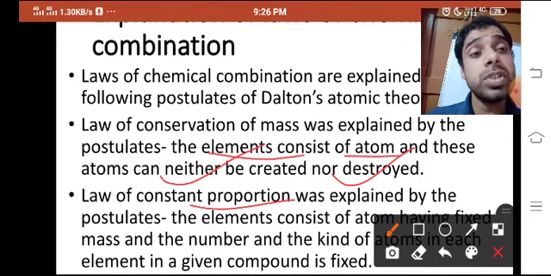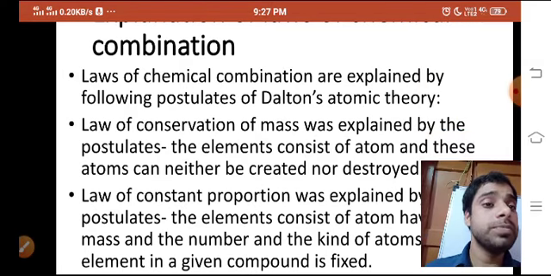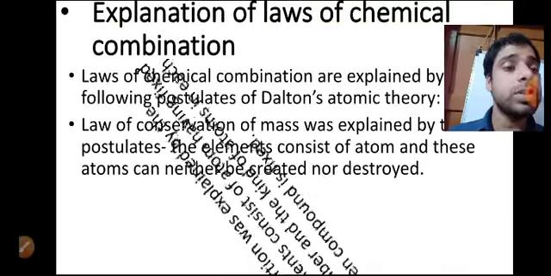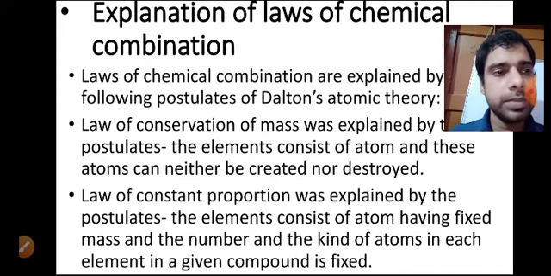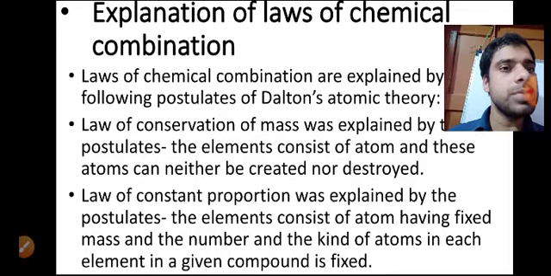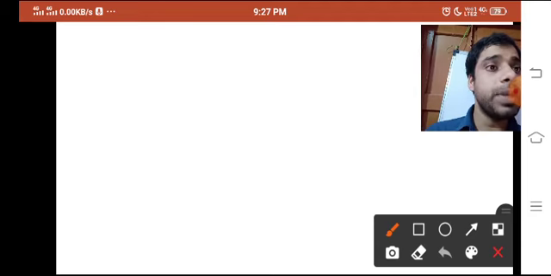The law of constant proportion was explained by which postulate? Here it is written: the elements consist of atoms having fixed mass and number, and the kind of atoms in each element in a given compound is fixed. That postulate you have done, and there I explained it with the example of water, that in water, the elements hydrogen and oxygen are fixed every time. And the kind of atoms is also fixed. So the second law, the law of constant proportion, has been explained by which postulate?